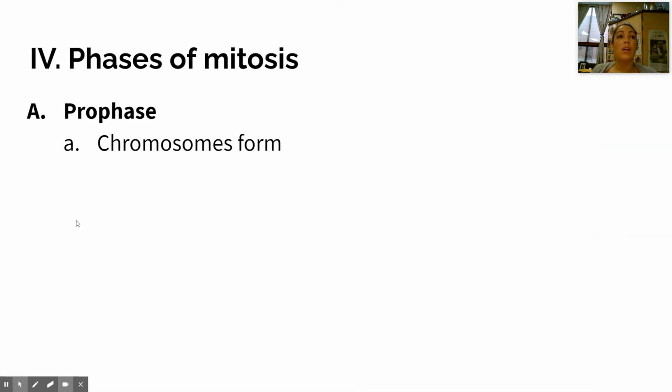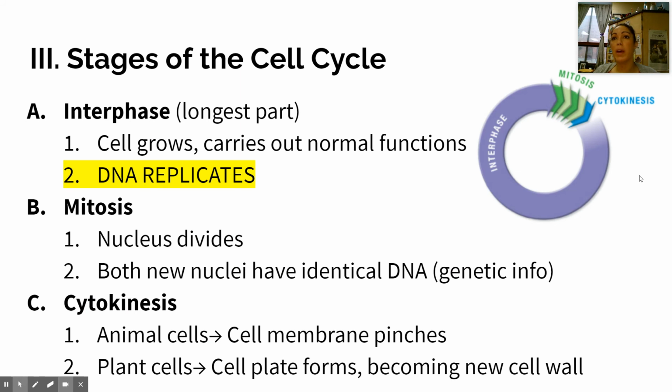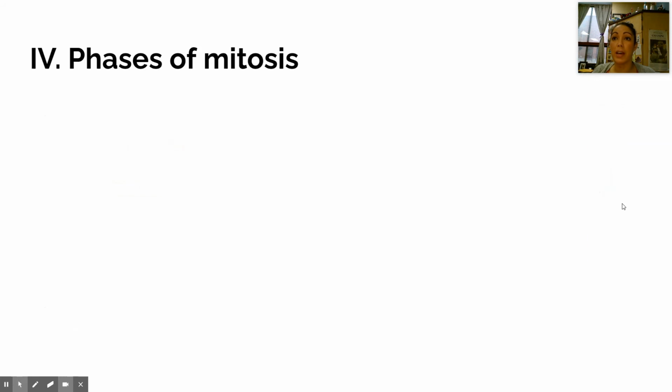Okay, so let's go back to this diagram here. Like we said, the longest part of a cell's life is interphase. But then it goes through mitosis. Mitosis is that process of that cell splitting up its DNA into two new nuclei.